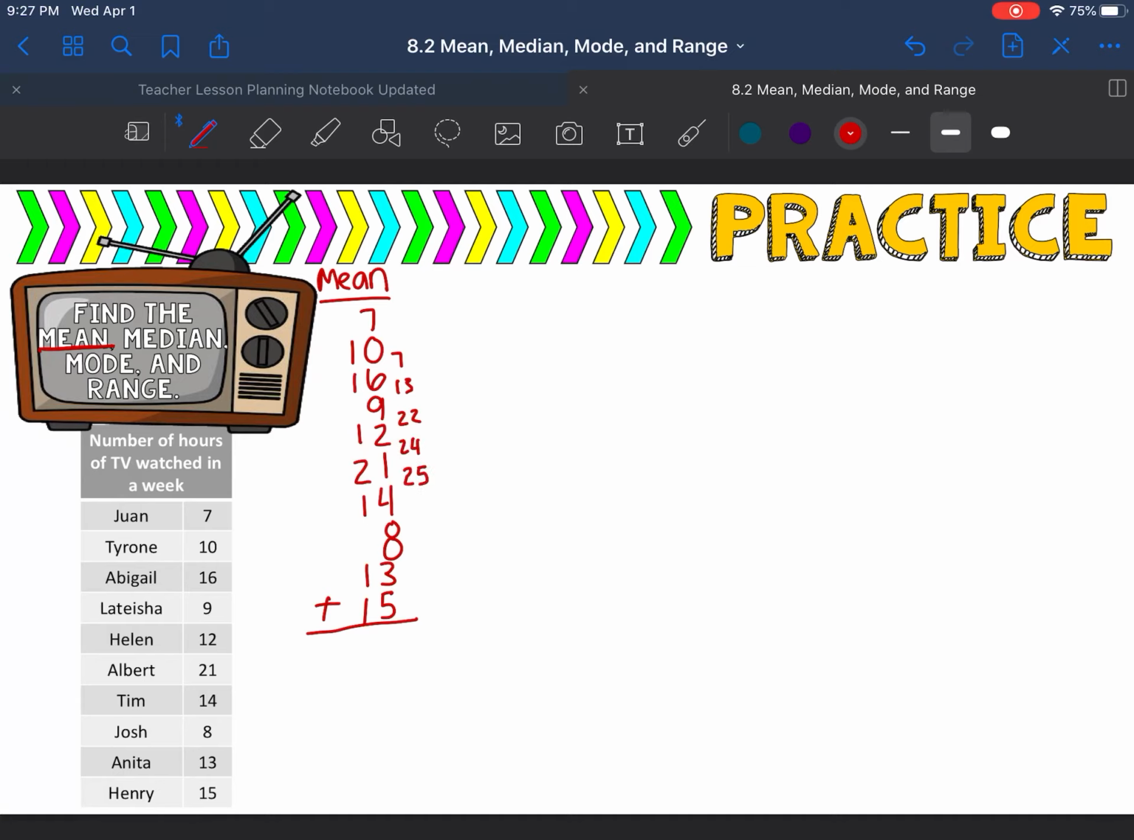24 plus 1 is 25. 25 plus 4 is 29. 29 plus 8 is 37. 37 plus 3 is 40. And 40 plus 5 is 45. So I'm going to drop my 5, and I'm going to carry my 1. So now I can just add straight down my other column.